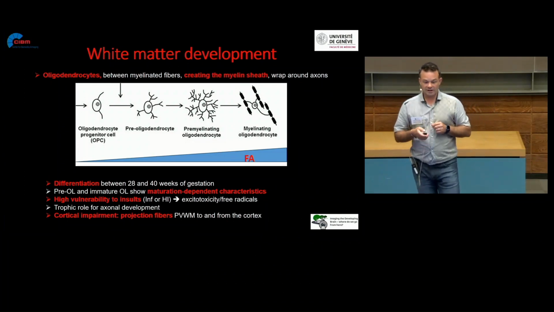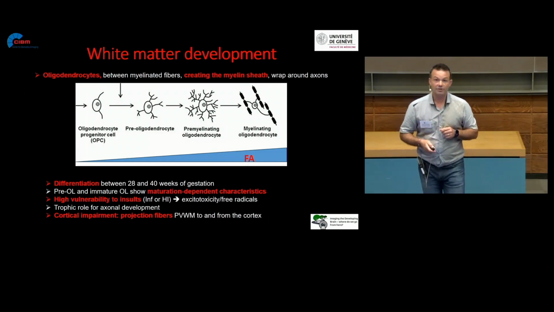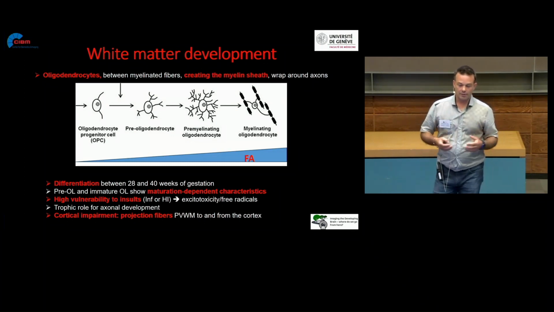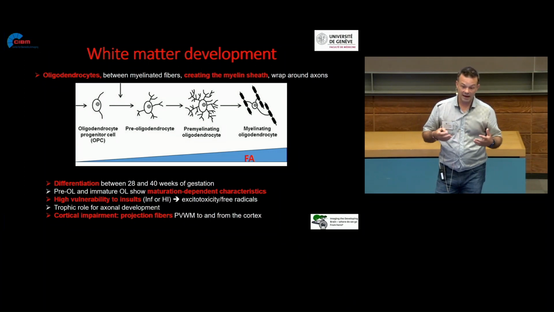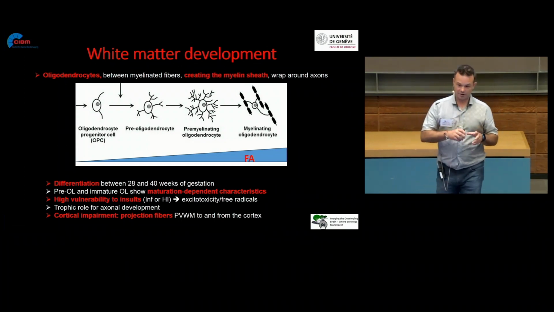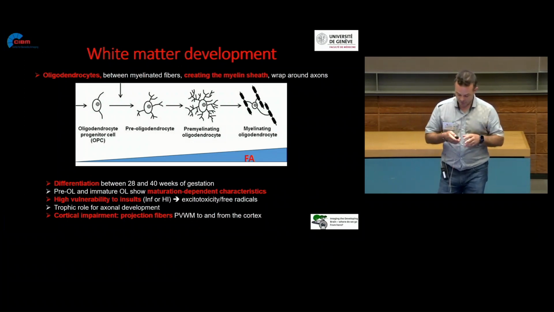These oligodendrocytes also have a trophic role for the axonal development, and it's why in these kinds of brain injuries we also have a cortical impairment through the projection fibers, the periventricular white matter too, and from the cortex.